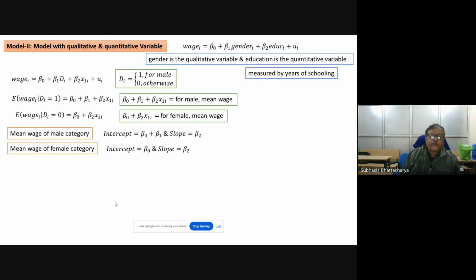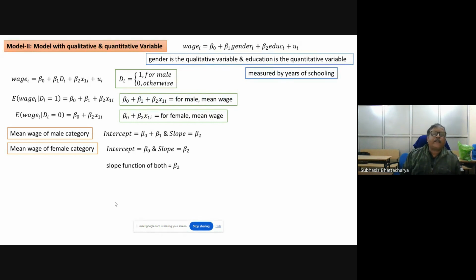Suppose one is starting with a basic salary of rupees 10,000. Another is doing the same kind of job with 8,000. So there is a difference in intercepts and their slope is the same. That is, the mean wage for the male category is beta 0 plus beta 1 as we defined. And what is the intercept for the female? That is beta 0. So the slope of both is beta 2. That means both are growing. What is the meaning of the slope? If education changes, how the wage behaves, that is given by the beta 2.